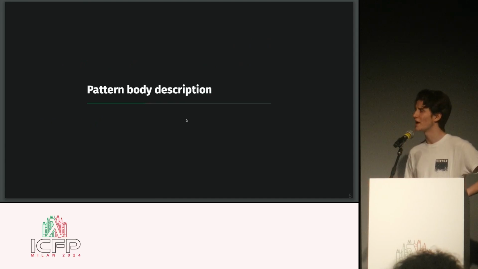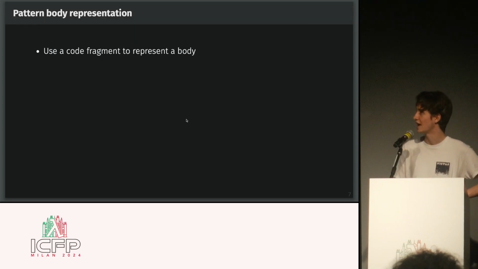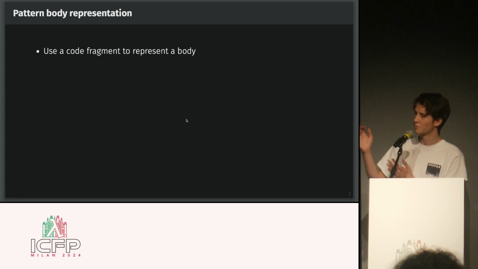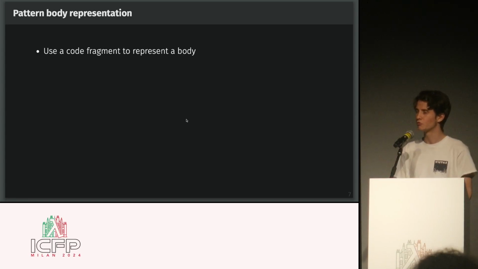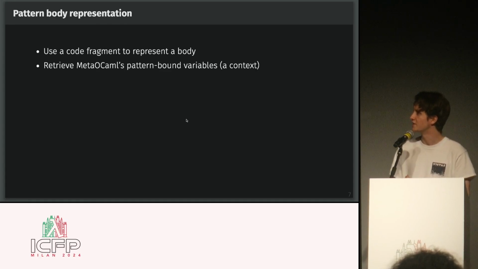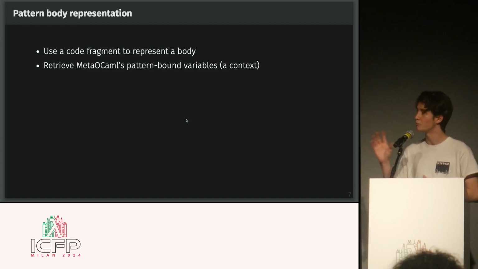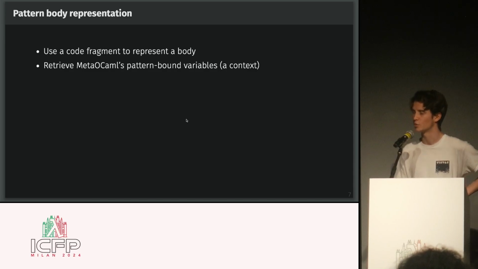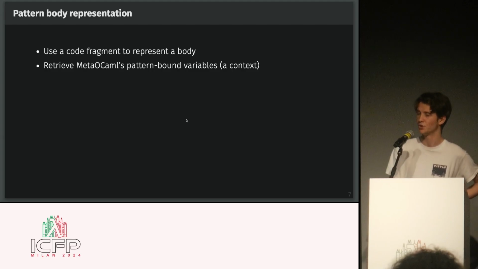So now we've got a way of specifying patterns. We can look into the problem of specifying or defining pattern bodies. Given that the body is just a code fragment, it may seem the most natural approach to simply define the body as a code fragment. However, what we want to retrieve from MetaOCaml's implementation is this ability to introduce bindings in the pattern and have them present in the code fragment which represents the body. And so in order to do this, we have the idea of representing the pattern body as a function.